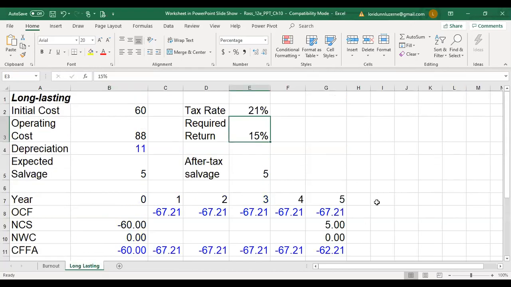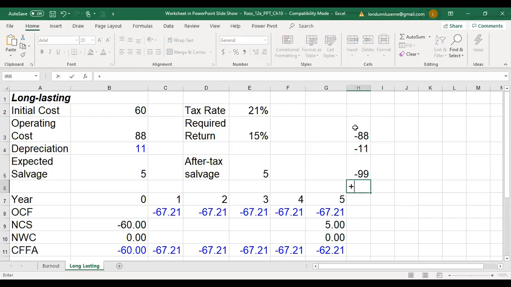We do the same analysis. We say, okay, the initial cost is 60. Now, how much is the operating cash inflow or outflow each year? Well, the cost savings is 88, the depreciation is 11. We are then going to have a cost or tax savings of minus 21.